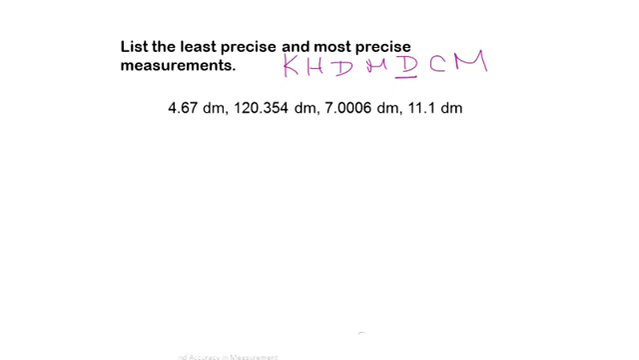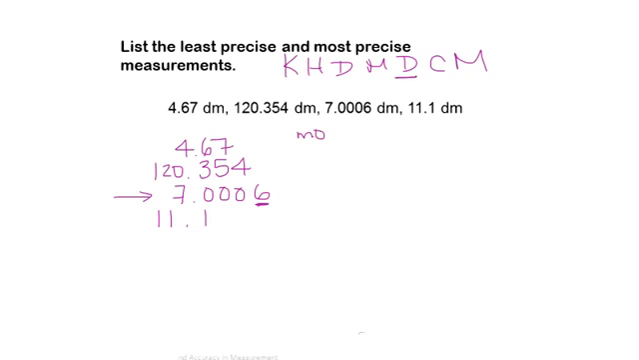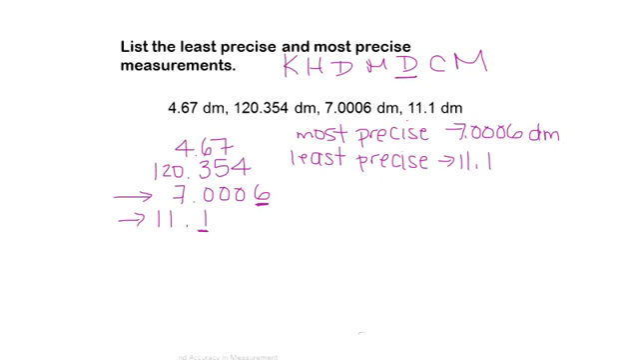So now we need to compare the measurements to see who's least precise and who's the most precise. Let's line up the decimal point. Now looking at the four measurements, we see that 7.0006 is the most precise because this is measured to the 10,000th place. So that is very precise. So we could say that the most precise is 7.0006 decimeter. And then the least precise would be 11.1 because it's only measured to the 10th place. So the least precise here would be 11.1 decimeter.